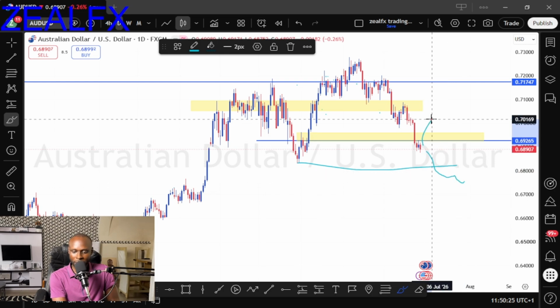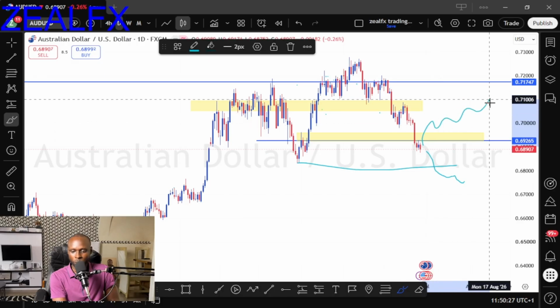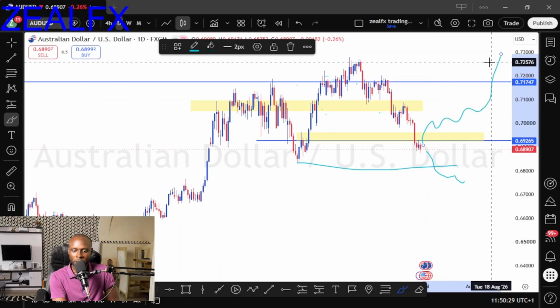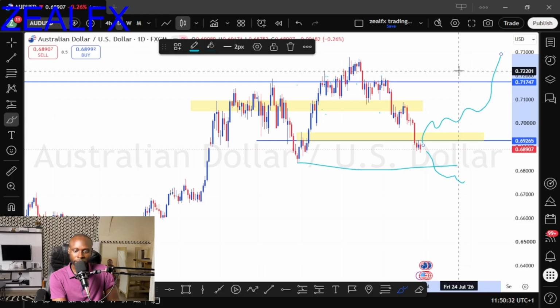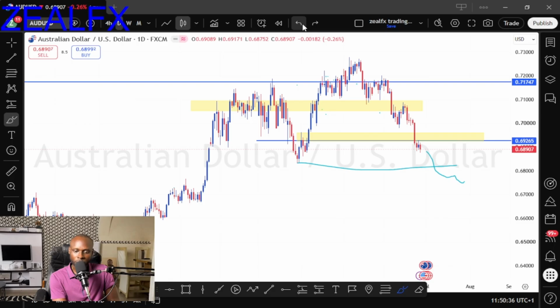Then, if price starts to create a series of higher lows, this might trigger more buys for the Australia USD to the top, because the Australia USD current level has still not broken out for that major sell for the week. So we need a breakout before we start looking for a major strong sell for the Australia USD.